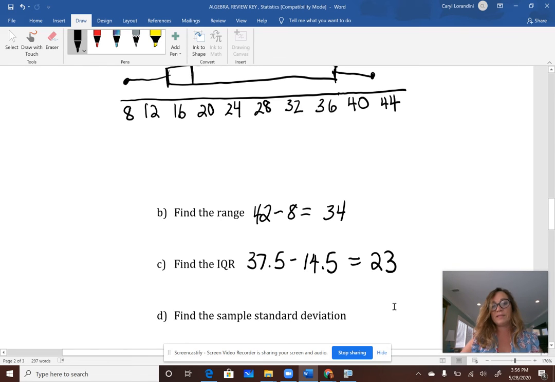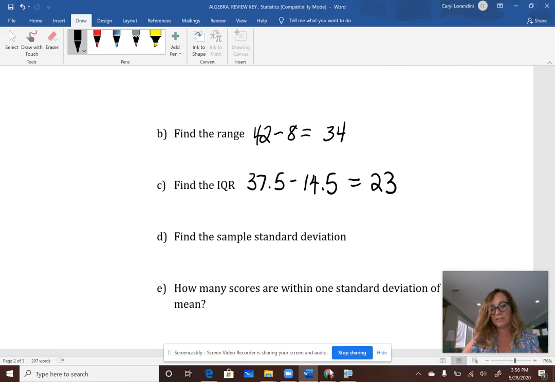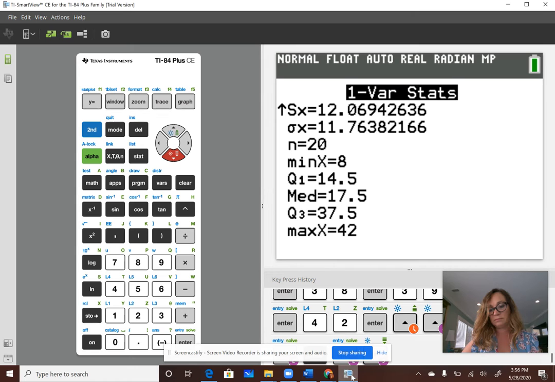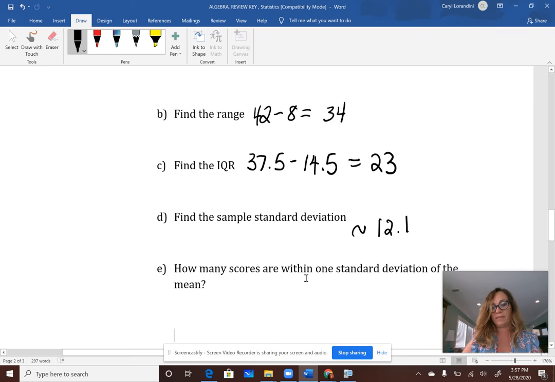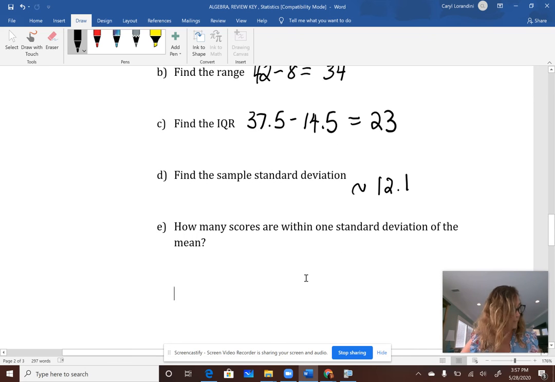Find the sample standard deviation. So I want to go back to my calculator. The sample is the one that has the S. So 12.06, so we're going to go with 12.1. Approximately 12.1. How many scores are within, well, they're really not scores, so that's a typo. That's how many people or ages are within one standard deviation of the mean.